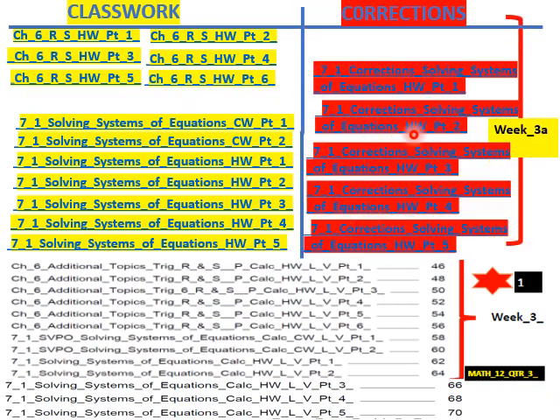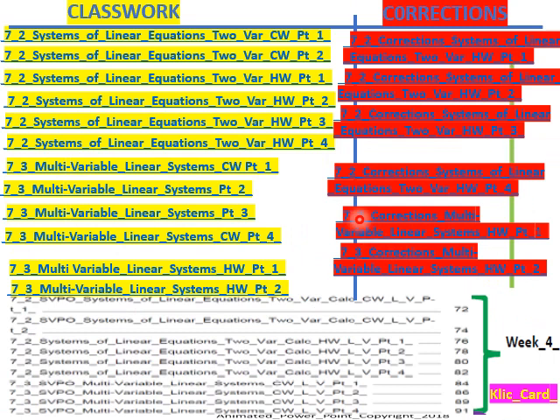And then we go in here, this is week 3A. So for week 3 you get basically 2 click cards for week 3. And we finish up 7.1 over here, and again here are your corrections over here for your work. And then we go in here to week 4, we go into 7.2, 7.3, your classworks and homeworks.